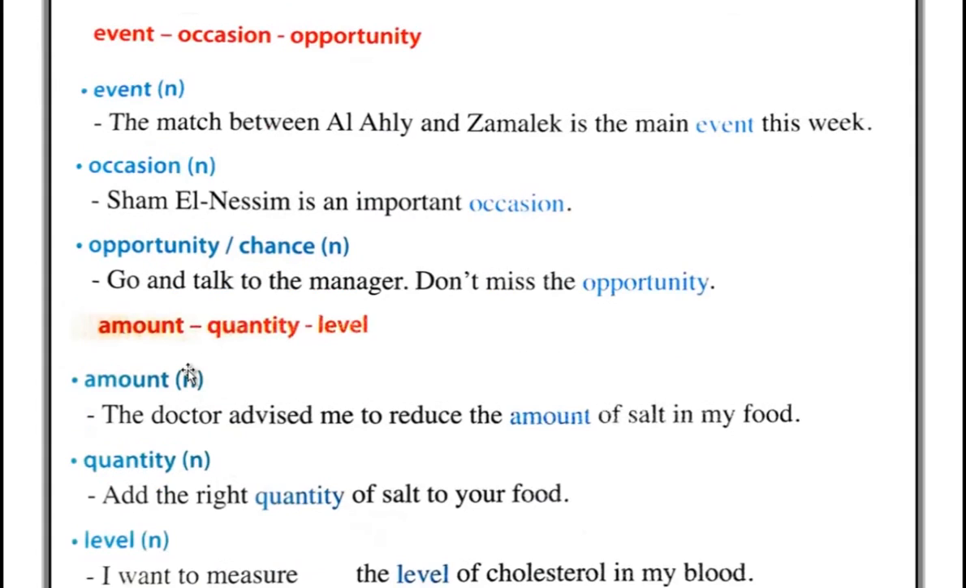We have here amount, quantity, and level. Amount: the doctor advised me to reduce the amount of salt in my food. I guess amount and quantity have the same meaning. Amount means a quantity of something. And quantity means an amount of something, the same meaning. Add the right quantity of salt to your food.